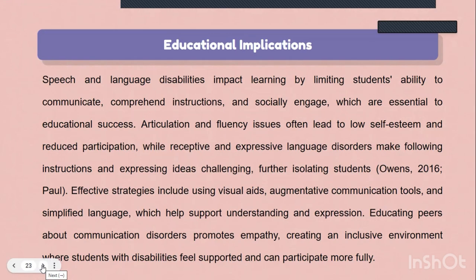Effective strategies include using visual aids, augmentative communication tools, and simplified language, which help support understanding and expression. Educating peers about communication disorders promotes empathy, creating an inclusive environment where students with disabilities feel supported and can participate more fully.